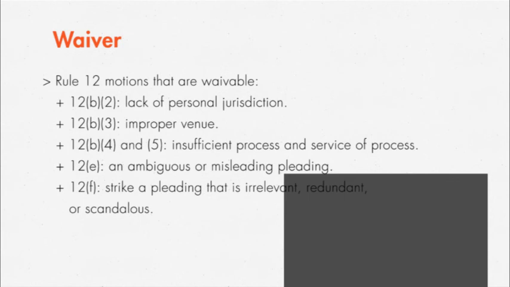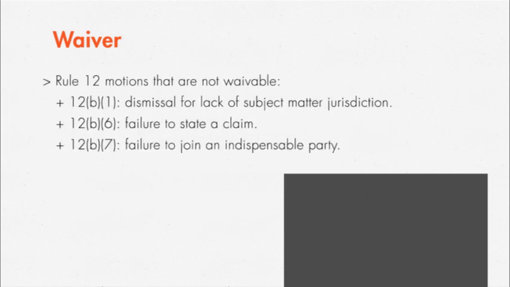A 12(b)(4) motion for insufficient process relates to the form of the summons. Essentially, the defendant is claiming that the summons does not comply with Rule 4(a) or otherwise violates constitutional requirements. Now, because the court usually issues these summons, 12(b)(4) motions are quite uncommon. A 12(b)(5) motion for insufficient service of process, on the other hand, claims that the plaintiff did not adequately serve the defendant, did not follow the rules of service that we discussed previously. 12(b)(6), failure to state a claim, means that the complaint doesn't contain all of the necessary allegations to support one or all of the plaintiff's claims.